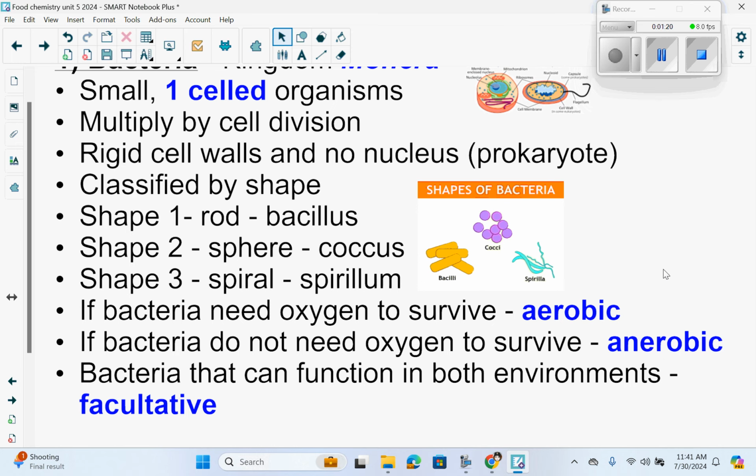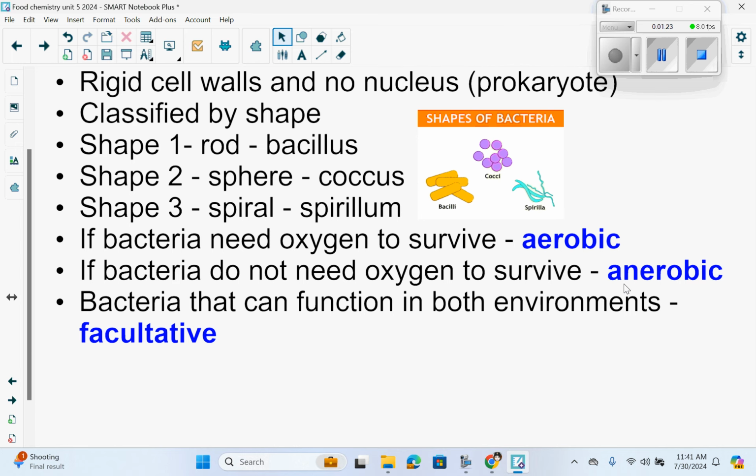If bacteria need oxygen to survive, they're aerobic. If bacteria do not need oxygen to survive, they're anaerobic. Bacteria that can function in both environments are facultative.